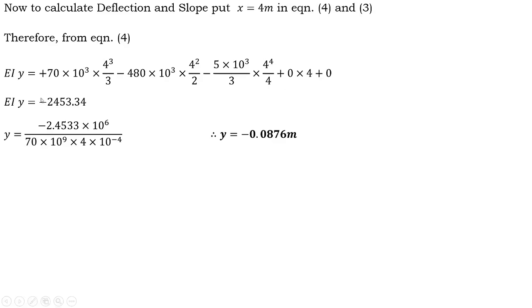After simplification I'll get that value as minus 2453.34. Therefore y is equal to this value divided by EI, and I know the value of EI, that is the flexural rigidity, that is Young's modulus and moment of inertia.